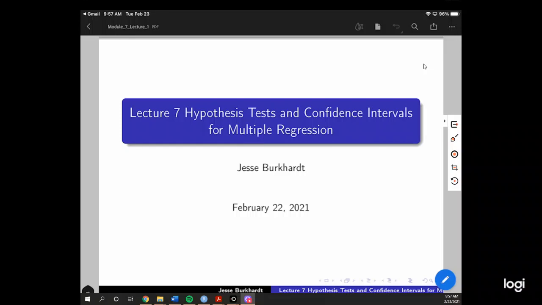All right, let's begin lecture 7, or module 7. This is about hypothesis tests and confidence intervals for multiple regression.